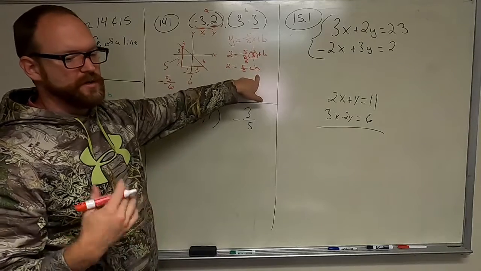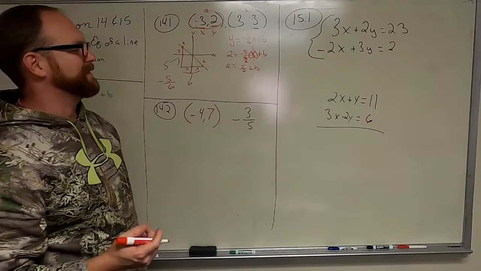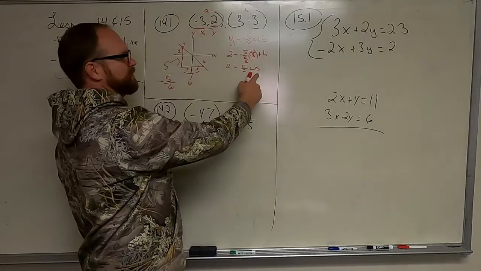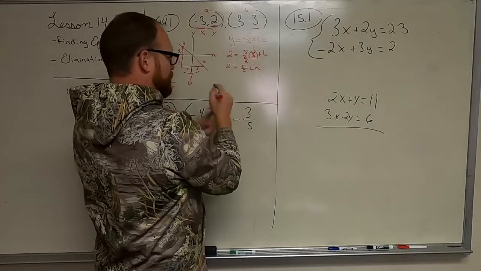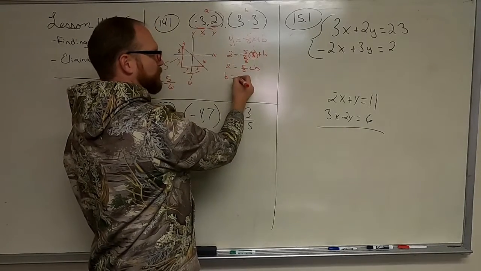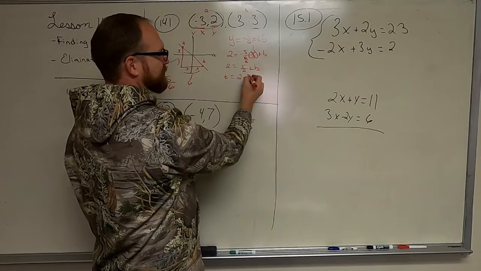So are we done yet? Well, no, we're not done. We're not done yet. Why not? Well, because we got to get b on one side by itself, because that's what we're trying to solve for. So I'm just going to flip the equation. B is going to equal 2 minus 5 over 2.